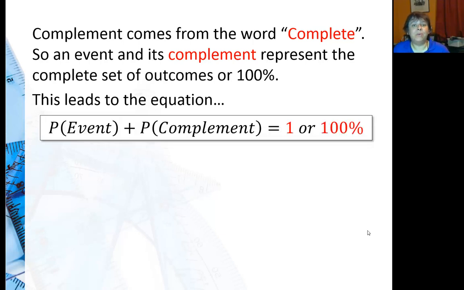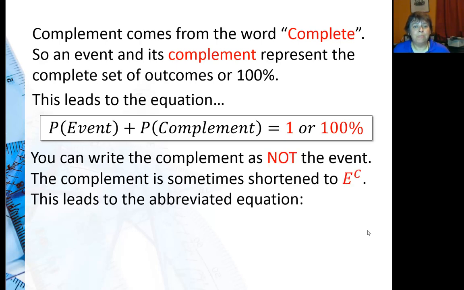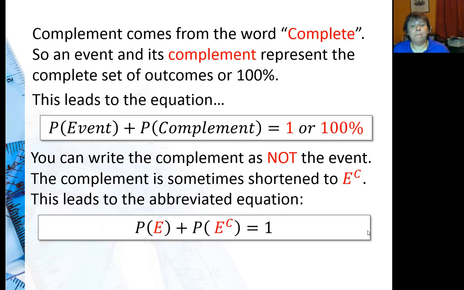So we get this equation. Probability of the event plus probability of the complement is 1, or 100%, depending if you're doing decimal or percentage notation. You can write the complement as "not the event." The complement is sometimes shortened as E to C. It can even be E prime. We've used that for complement before. So this leads to the abbreviated equation: probability of the event plus probability of its complement is 1.